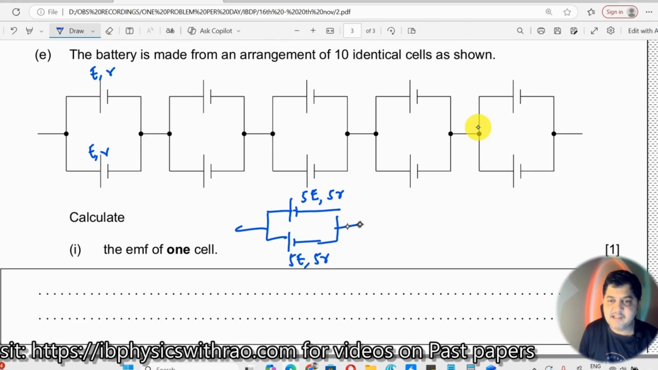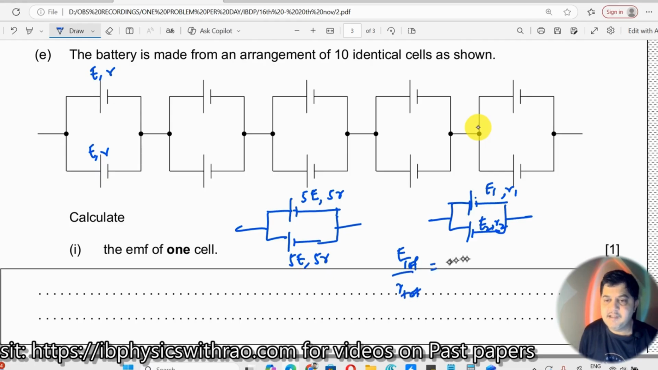And similarly, here also I have 5 times E, comma 5 times R. Okay, I have this circuit. The whole circuit gets modified like this. Now, whenever I have two batteries like this, there is a formula which connects them. Let us say this is E1, this is E2, this is R1, this is R2. Then we can write E total divided by R total is equal to E1 by R1 plus E2 divided by R2. You see, this equation is not there in your data booklet. I'm telling you very clearly, it's not there. But anyway, it's easier to understand over here.